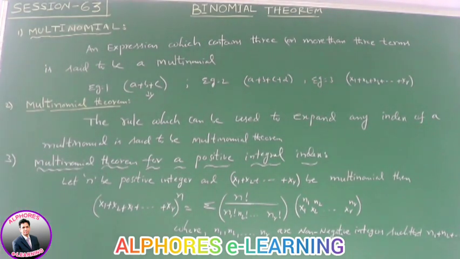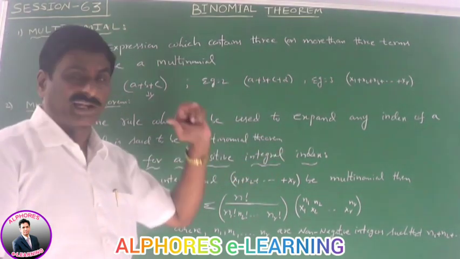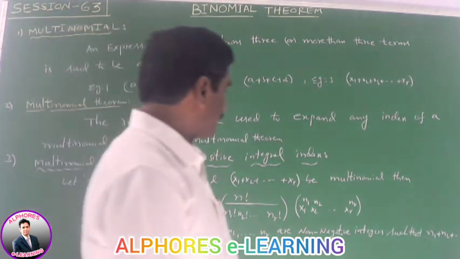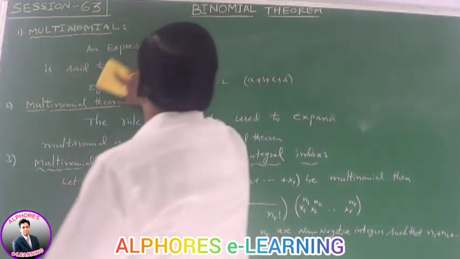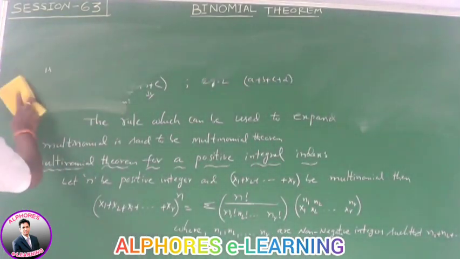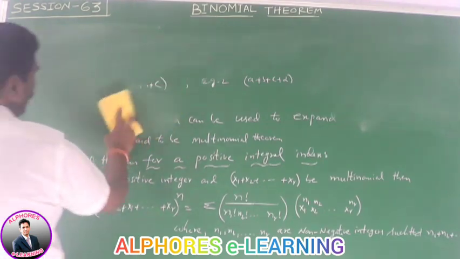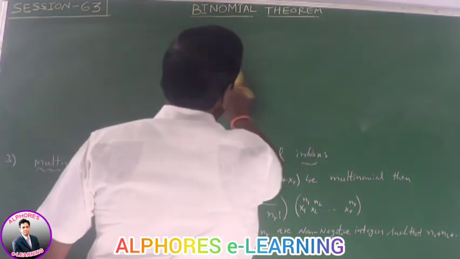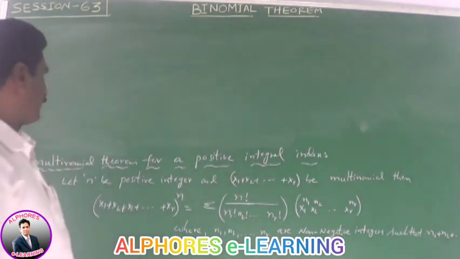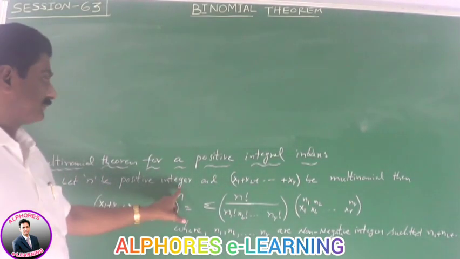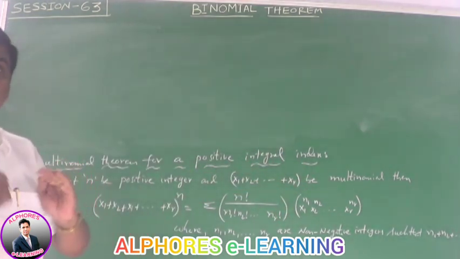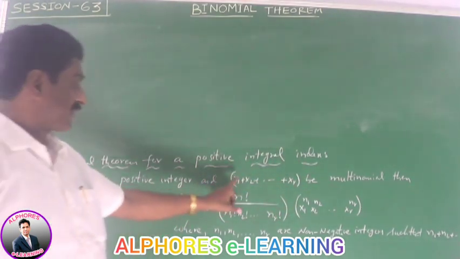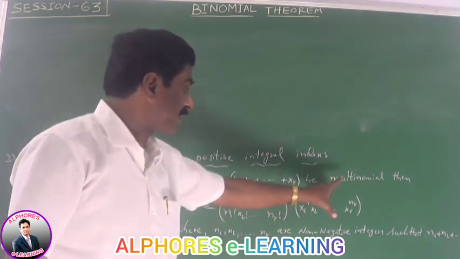Next, third one, multinomial theorem for a positive integral index. Please note this value. Suppose n be the positive integer and x1 plus x2 plus so on x suffix r be the multinomial. It contains r terms.